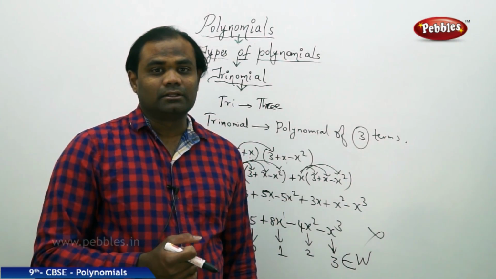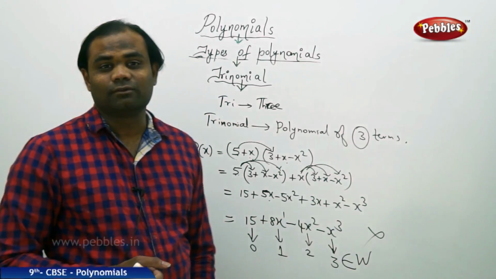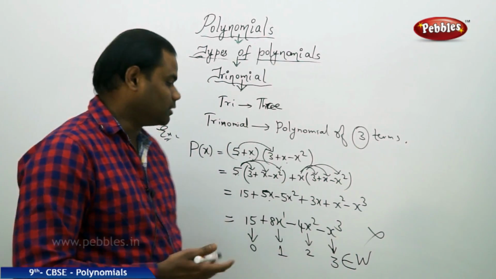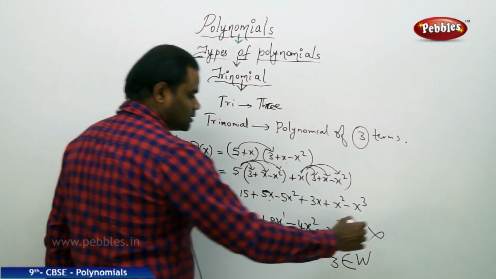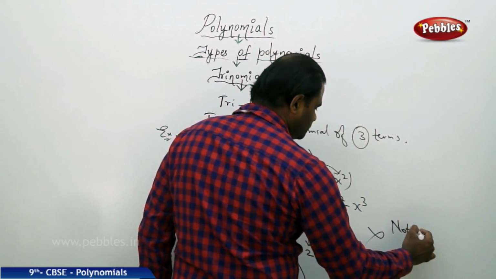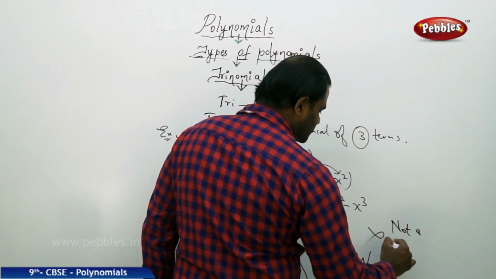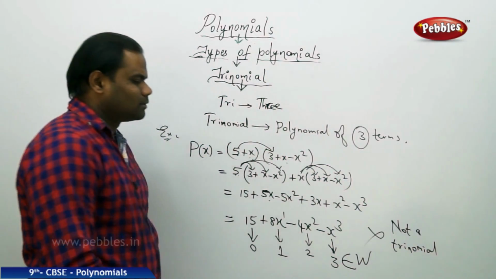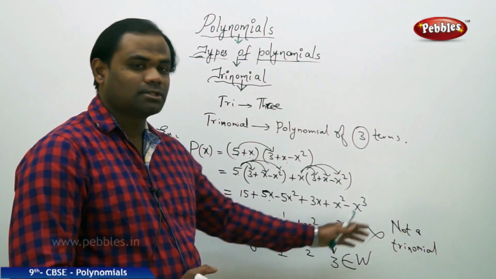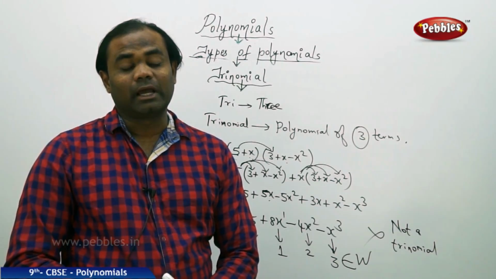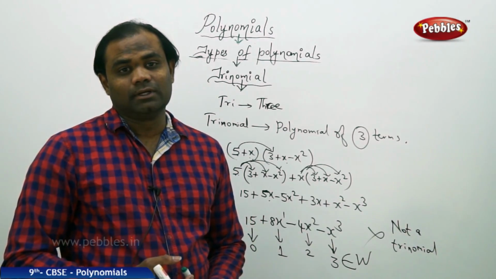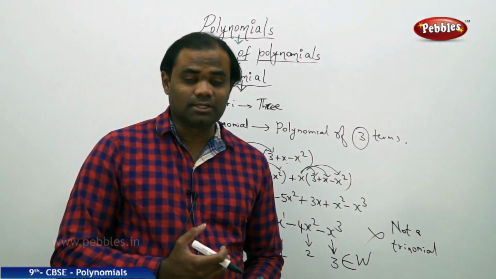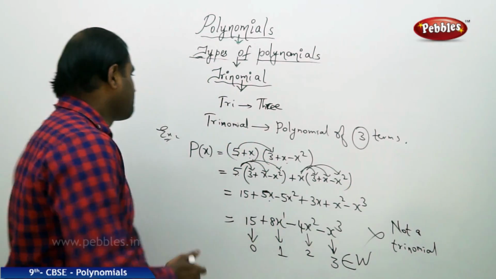For a trinomial, the most simplified form must be of 3 terms. So here we conclude saying that this is not a trinomial. That is how we understand the concept of trinomial and not a trinomial. Let's take one more example to see if that is a trinomial.